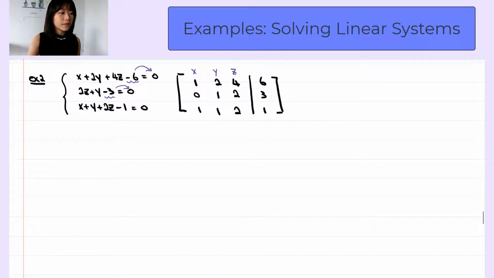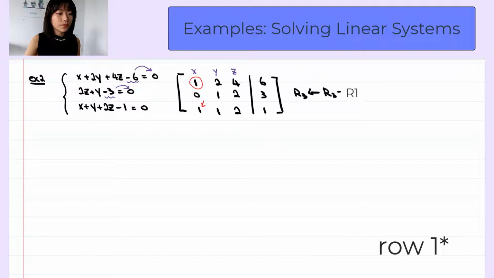So the first step, let's find the first pivot. It should be in the first row. So we need to make the other entries in the first column to be 0. So we want to eliminate this one. Then we can do row 3 becomes row 3 minus row 2.